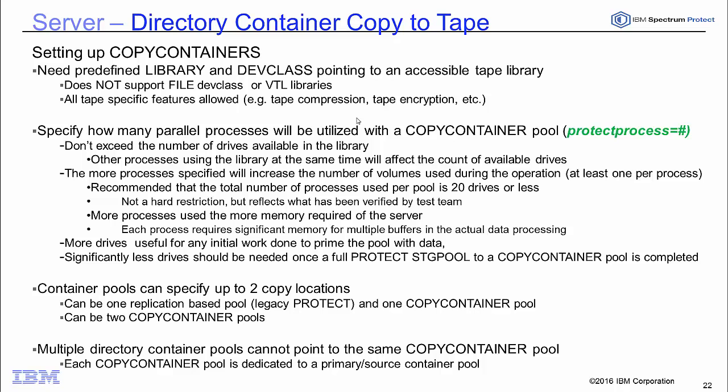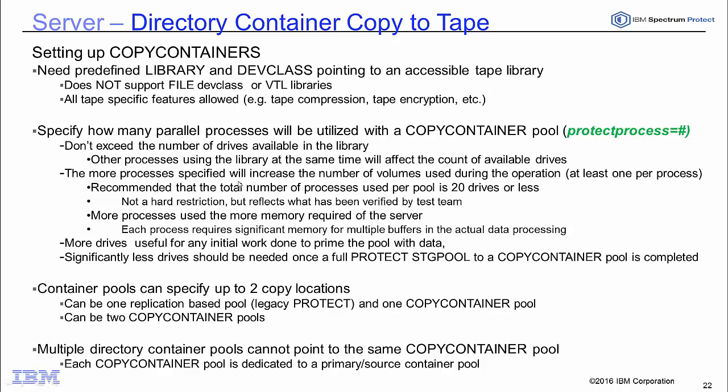So you do specify how many parallel processes you want the copy container to utilize, and this is with the protect process portion of the define command. And this basically relates to the number of drives we're allocating for this process. You don't want to exceed the number of drives available in the library. And you also have to consider that there might be other processes on Spectrum Protect using that library, so that will impact the count of available drives. The more processes that are specified will increase the number of volumes used during an operation, so you might end up with multiple half-filled volumes.